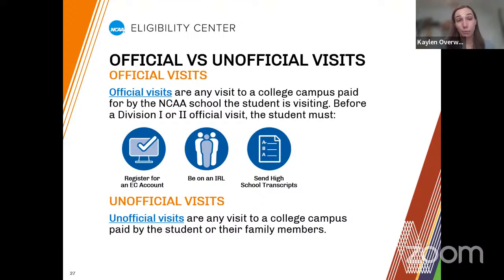If a student athlete wants to go on an official visit to a Division I school, they have to have an academic and amateurism certification account. And we'll talk about the different account types momentarily. If a student is interested in going on an official visit to a Division II school, they can have either a profile page or an academic and amateurism certification account.